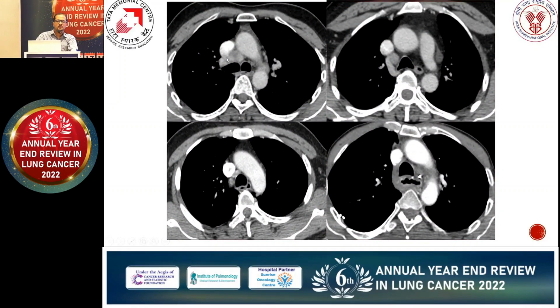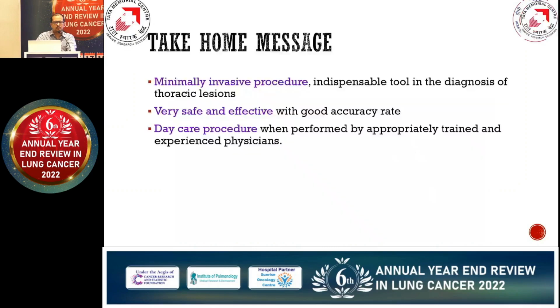So this is a lymph node which is located here in the prevascular space in the paratracheal region, and then FNAC can be done via EBUS guidance.